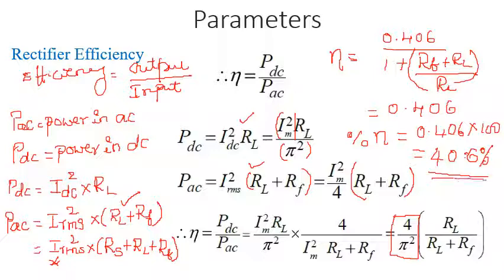The parameter indicates that the half wave rectifier is able to convert only 40% of input power to DC. Of the AC power, only 40% has been converted to DC.